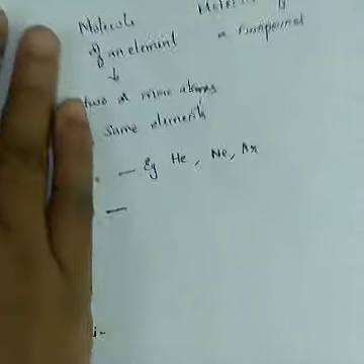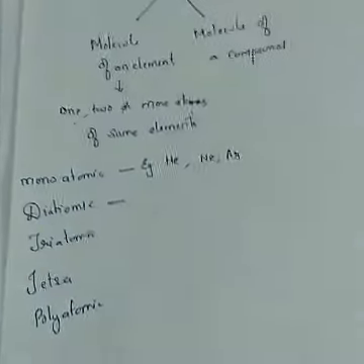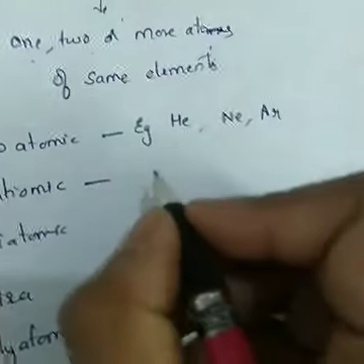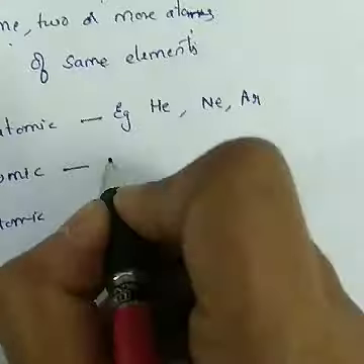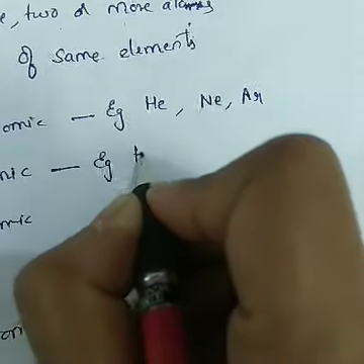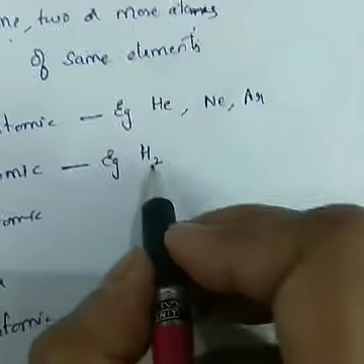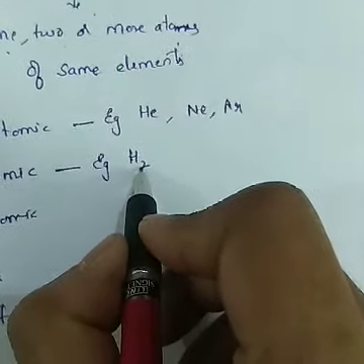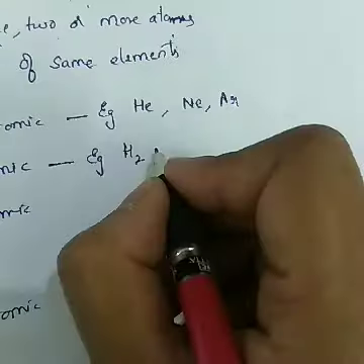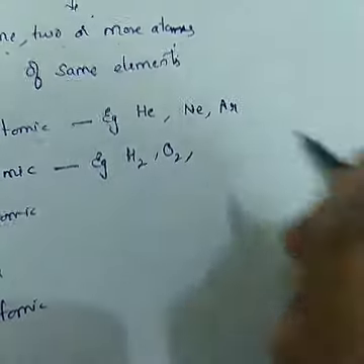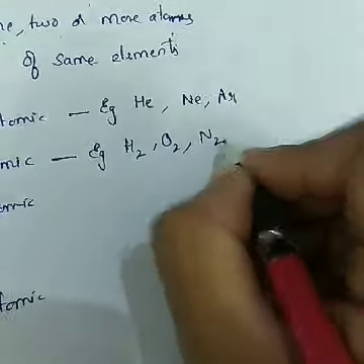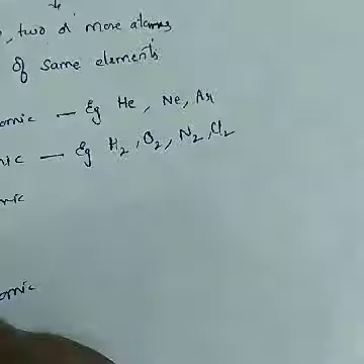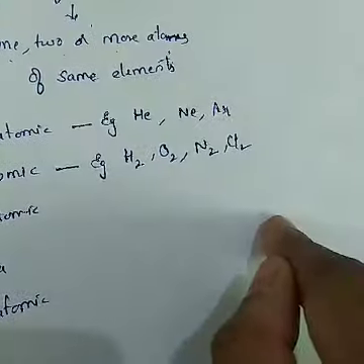Diatomic molecules of an element are those in which two atoms of the same element combine. Example like H2, two hydrogen atoms combine, so they form diatomic. O2, N2, Cl2, they come under diatomic of an element.